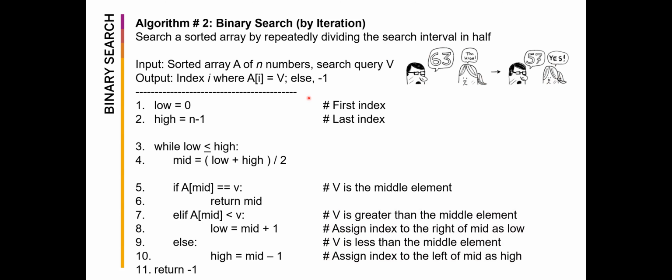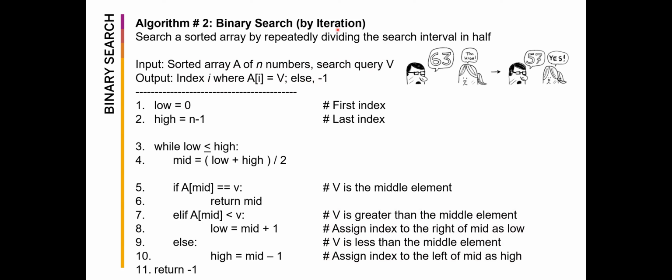So the algorithm here, instead of just a common array, we have a sorted array of n numbers. We still have the search query v. Our output would be the same, which is the index i where A[i] is equal to v, else -1 if it's not in the array.